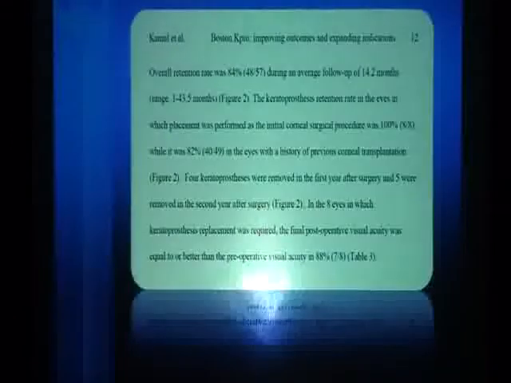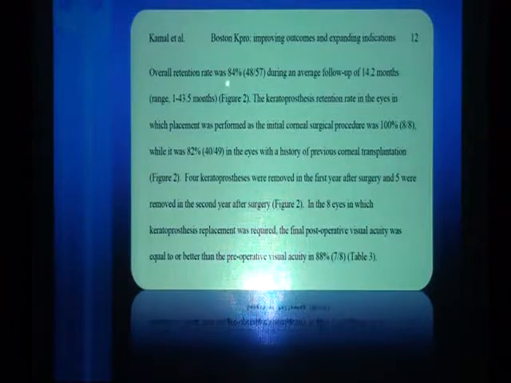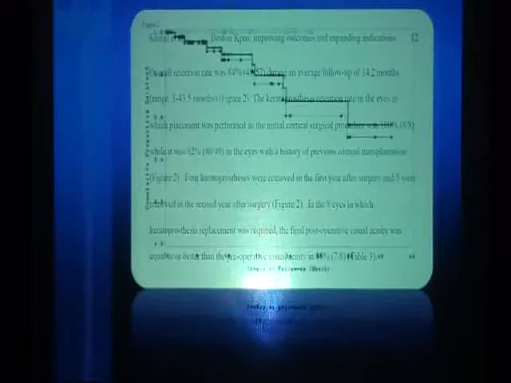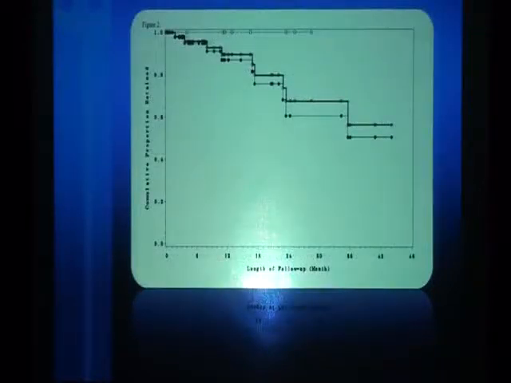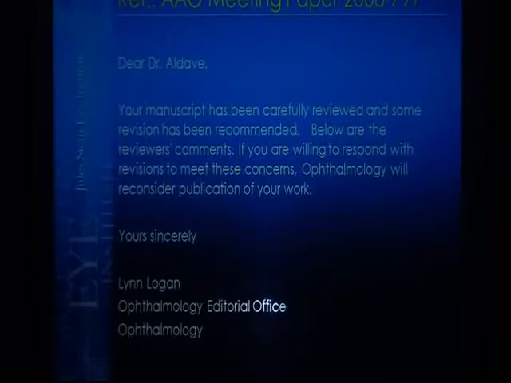So looking at the final visual acuity for these patients. Overall retention rate was 84%. Average follow-up of 14 months, range anywhere from 1 to 43 months. And it discussed other subgroups as far as retention, and again provided a Kaplan-Meier survival curve. So I thought, well, if the first paper was published, then this should be published, because we have similar data analysis. This is a single surgeon series, which in many ways is more useful than a multi-center study.